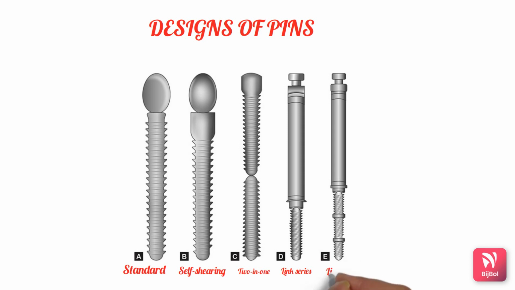Now we'll see the link plus design. This design is similar to the link series design. These pins are also self-shearing and may be available as single or 2-in-1 pins. The major difference in this pin design is that the pins have sharp threads and a tapered tip in order to reduce the dentin stresses while seating.